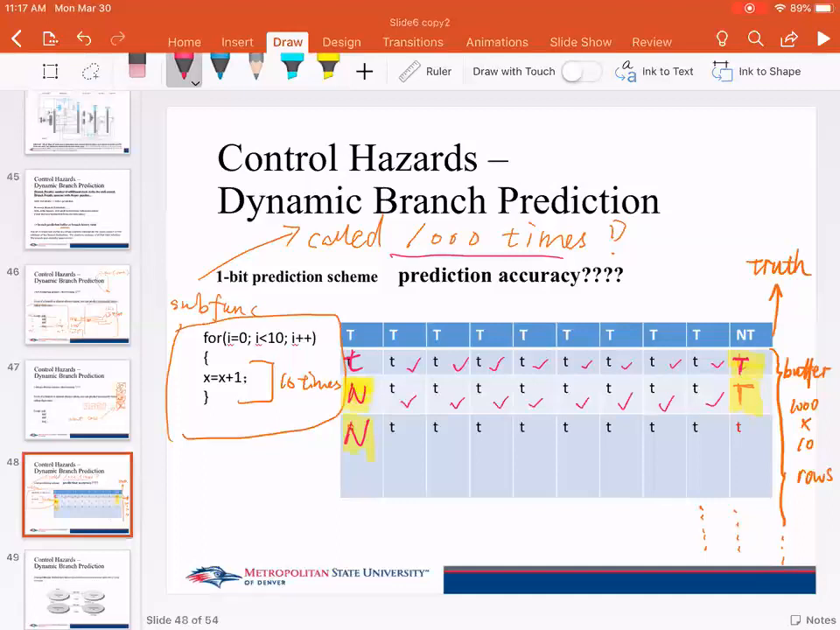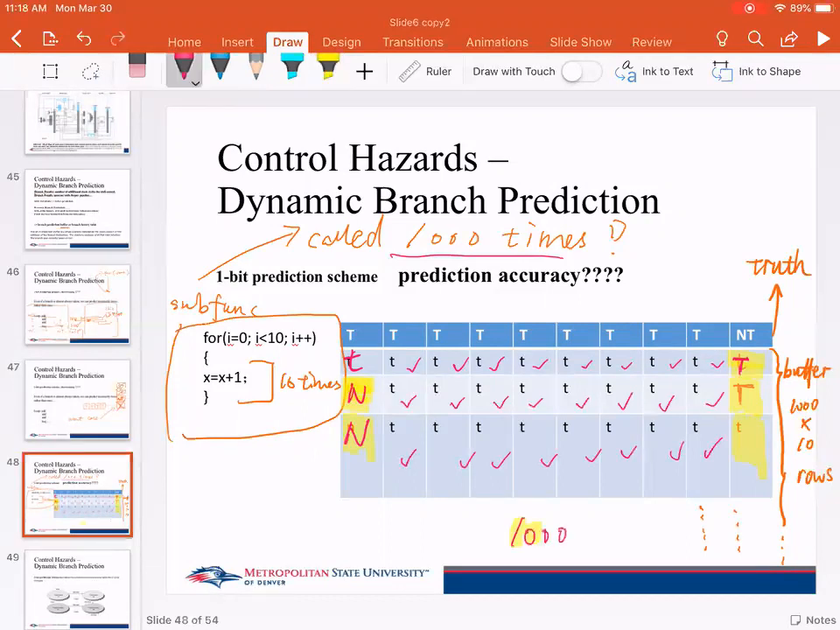However, unfortunately, you will get it wrong again because the next time you run this piece of program, you should start with a T. However, your buffer tells you that's an N. So you will have a wrong prediction again. And then you will keep getting correct predictions until the last column.